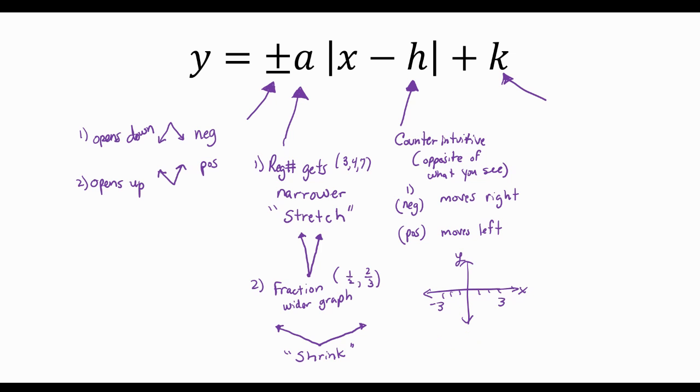If kids were to see a positive number right here, they would think to go to the right, but nope, it goes to the left. So that's what I mean about it being opposite. Okay? Over here, these move left or right. This moves up or down.